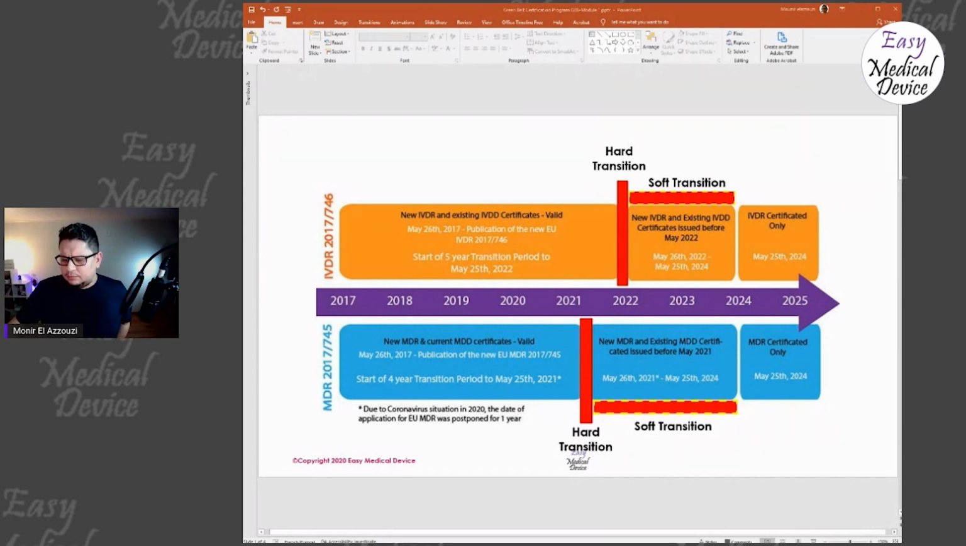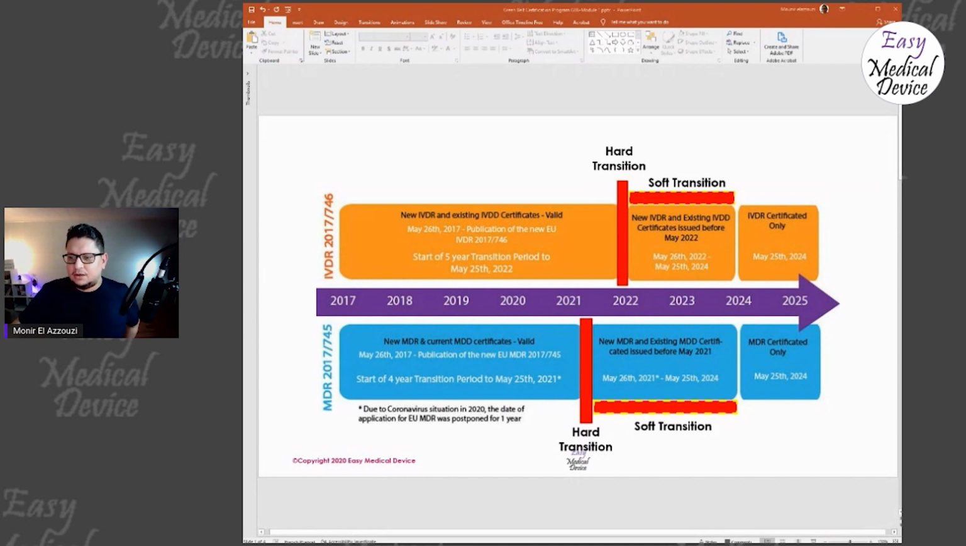Okay. So as I've said, for the soft transition period, you can continue to sell the products until your certificate expires. So if the CE certificate says expiration date January 2023, you can continue to sell until this date. After this date, you cannot sell it anymore without an EU MDR certificate.